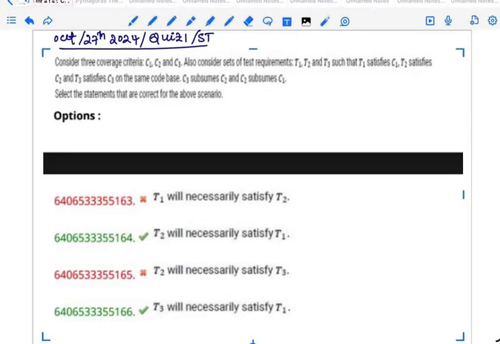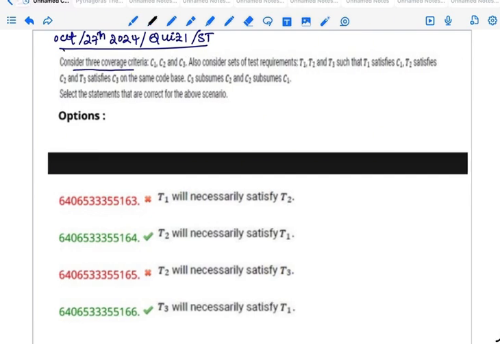Friends, this question is from Quiz 1, software testing, October 27, 2024. Consider the three coverage criteria C1, C2, and C3.